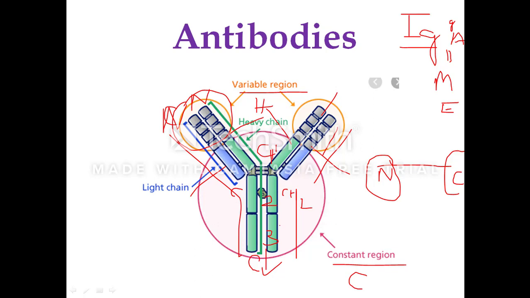But in some antibodies, we will find four constant regions. So, in the case of the heavy chain, the constant region may vary from 2 to 3, or 3 to 4.